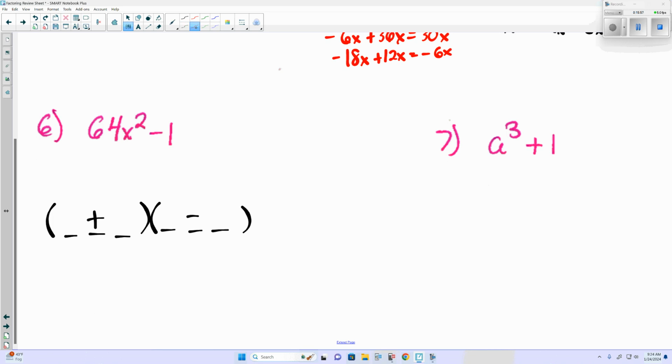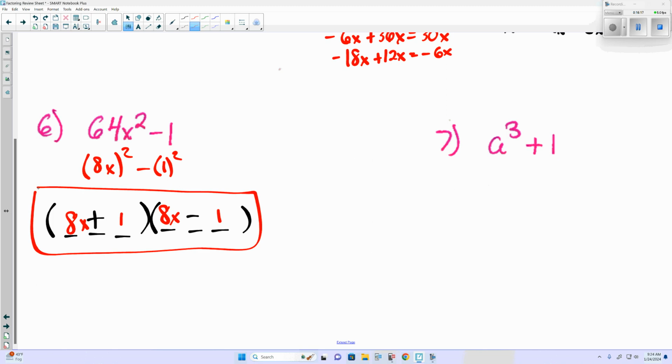Now, the nice thing with this here, what times itself is 1? 1. That's part of the reason why I did it first, because, well, 1 squared is indeed 1. What times itself is 64x squared? 8x. So we'll have 8x and 8x.